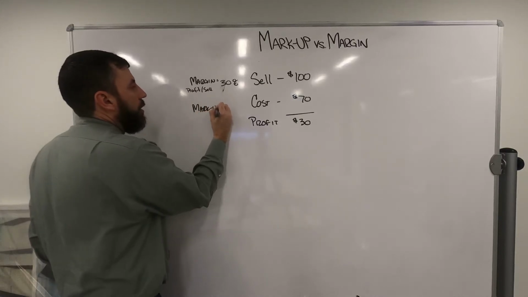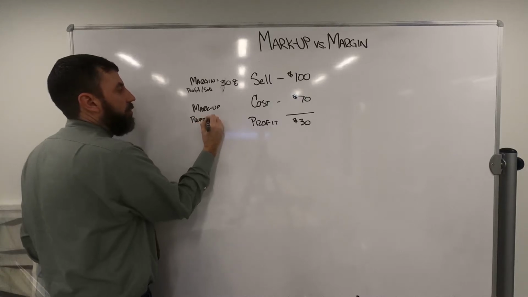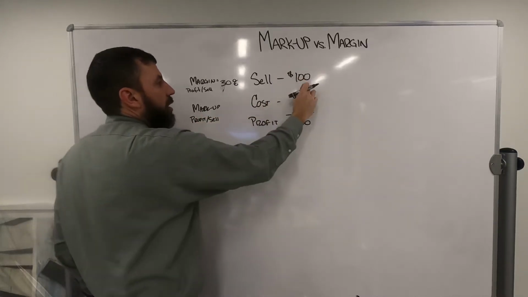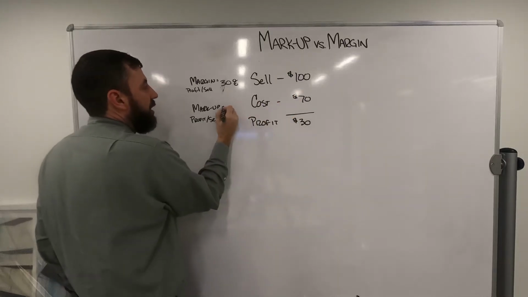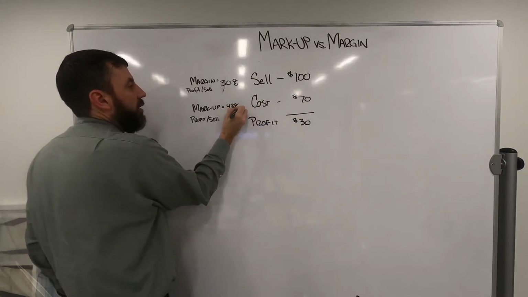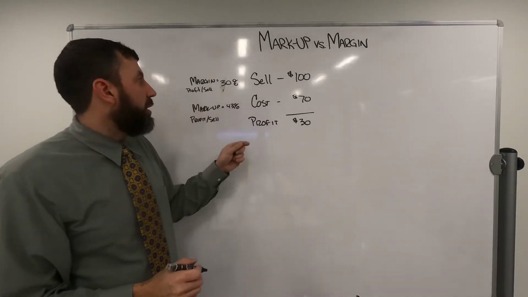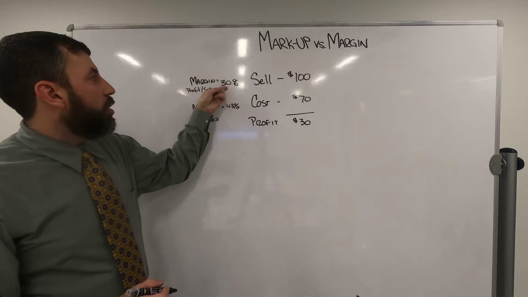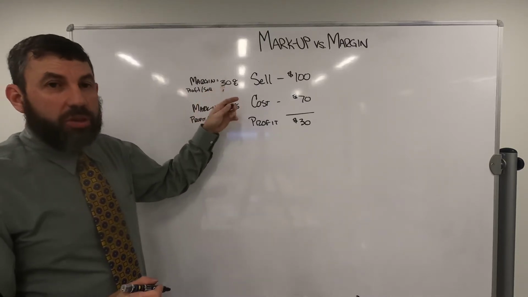Markup is profit divided by your cost. It's trying to calculate what is the difference between that. So if you take the 30 divided by 70, that's 43%. That's a big disconnection between what was expected if you actually confused the two languages, there's a big disconnection.